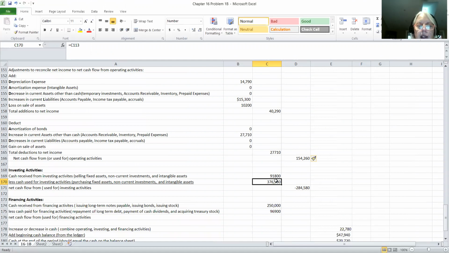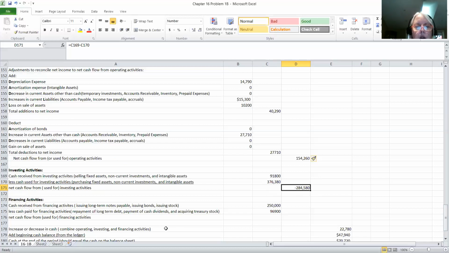Because we're subtracting the cash that we used to purchase the assets from the amount that we received from the sale of the asset, we end up with a negative investing activities net amount. So this would read the net cash used for investing activities is a negative 284,580 because we bought more assets than we sold. There's a negative amount here.